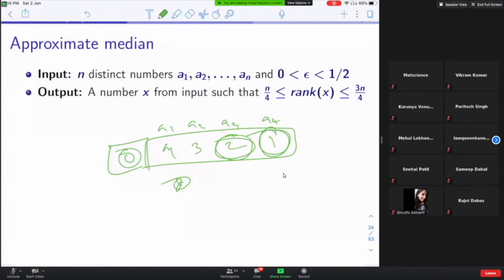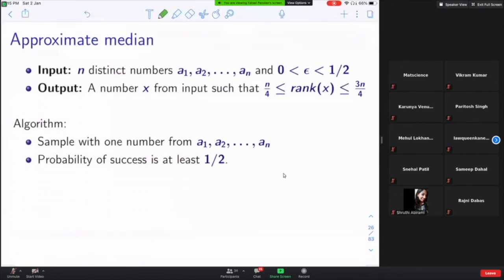So the idea is very simple. Uniformly at random pick one element from this A1 to An. What is the probability that its rank is between n by 4 and 3n by 4? Uniformly at random, 1 by 2. That's it. It's a very simple algorithm, a probabilistic algorithm. Just sample one number uniformly at random. Any one of them shows up with probability 1 by n.